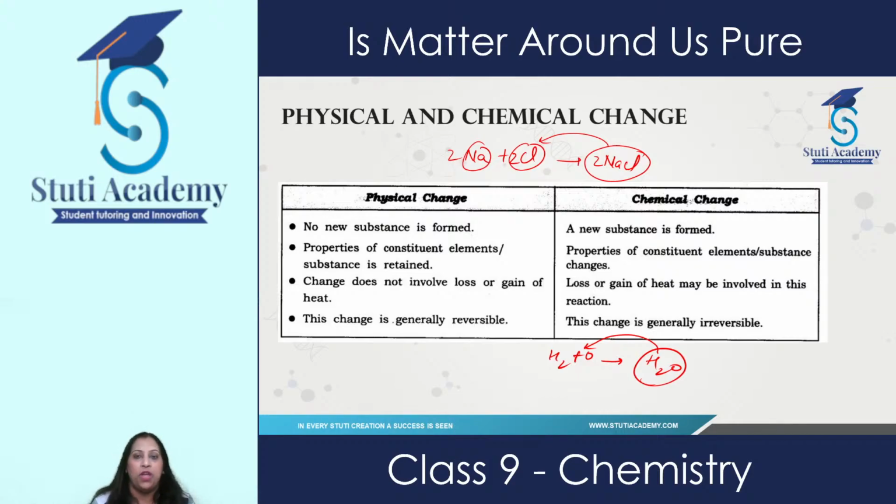For example, tearing of paper. When you tear a paper, you are only changing the size or shape of that paper, but there is no formation of a new substance. Paper remains as it is. So it's a physical change. Another example of physical change is melting of wax. When you melt wax, it converts from solid to liquid. Only the state is changing from solid to liquid. Or melting of ice. Only there is a change in the state. Ice becomes liquid. So it's a physical change.